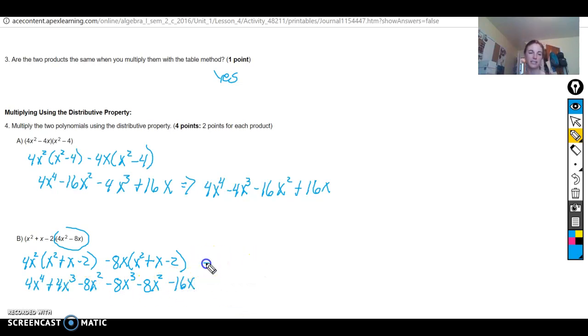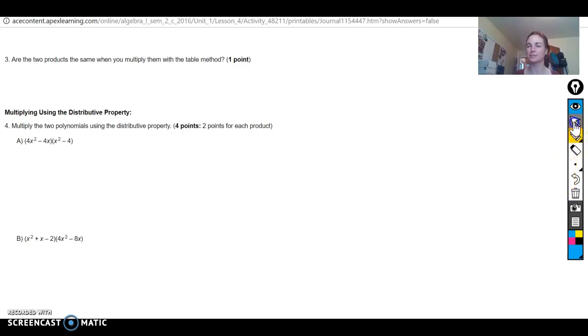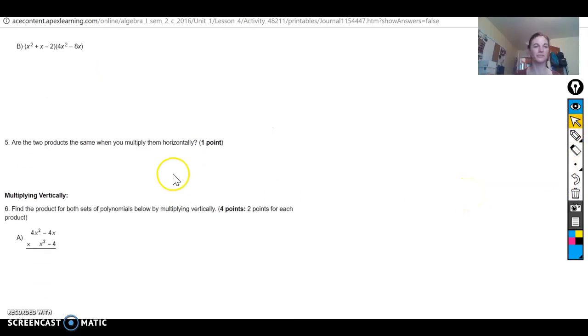Okay, combining like terms, I get 4x to the 4th, because there's only one of those. 4x cubed minus 8x cubed gives me a negative 4x cubed. Negative 8x squared minus 8x squared gives me a negative 16x squared, and simply plus 16x. So once again, they are indeed the same. Hooray! So for this number 5, we can say yes.